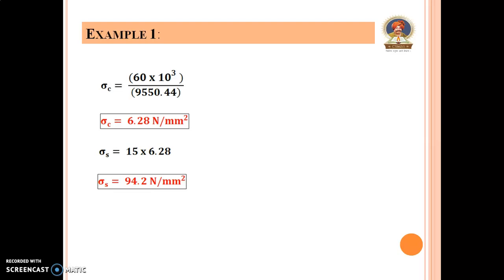Here the stress for concrete material is 6.28 Newton per mm square and the stress in steel material is 94.2 Newton per mm square. Thank you.